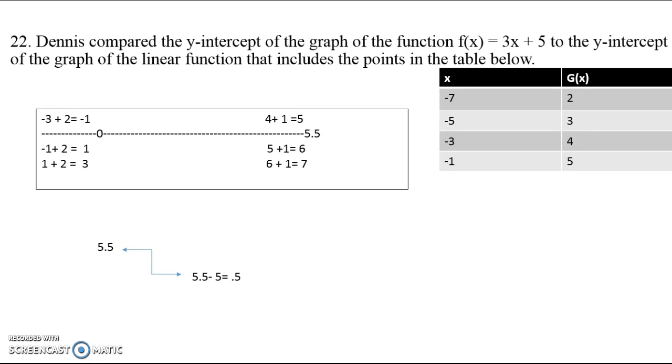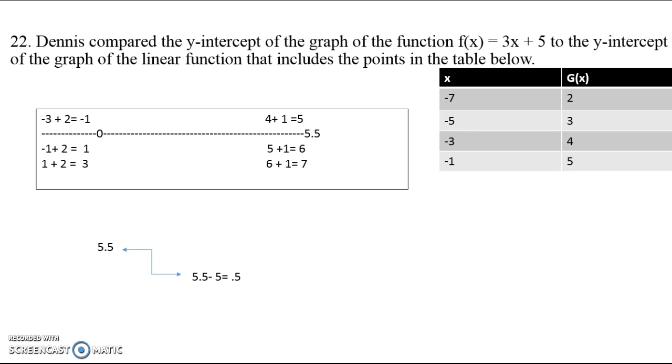I found for each column, for x and g of x, the difference. There wasn't any difference, it was more of increasing. For column x, -3 plus 2 equals -1. Then -1 plus 2 equals 1, and 1 plus 2 equals 3. On the right side, I found that the difference was only adding one each time, so I added 4 plus 1, which is 5, and then 5 plus 1 is 6, and 6 plus 1 is 7.